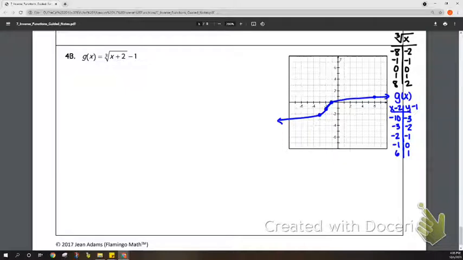Check. Does it pass the horizontal line test? It does. So therefore, we do not need to restrict our domain. So if we want to go ahead and graph our inverse function, remember, we can just switch our x and y's. So all of my x's become my y's. All of my y's become my x's. And so we can graph them.